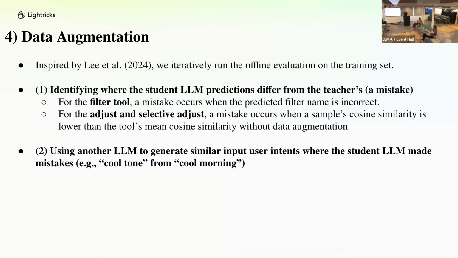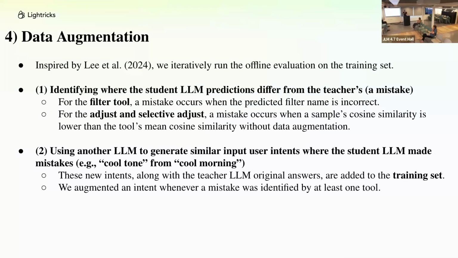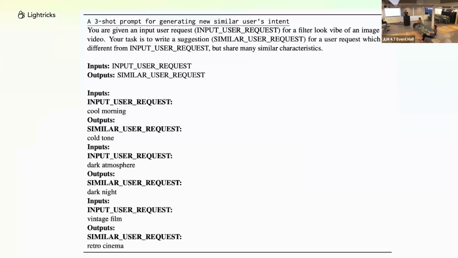The second part is taking all of the mistakes and using another LLM to generate similar samples. So for example, if we have a mistake on the prompt cool tone, we want to create a similar request, for example, cool morning. Then we take this request with the original teacher LLM response and add it to the training set. We augment an intent when we have a mistake in at least one of the tools. And here is the prompt to generate the additional request, where we ask for a similar user request which is different from the input but shares many similar characteristics.